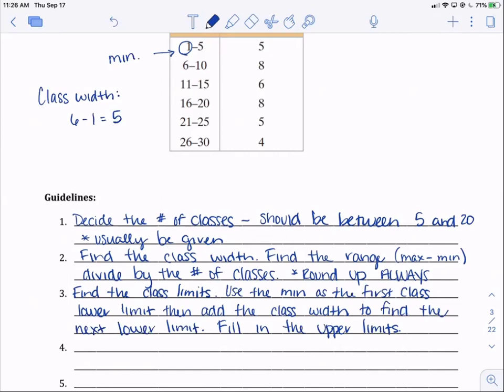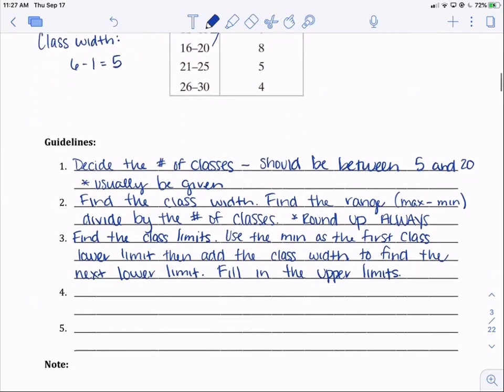6 plus 5 is 11. 11 plus 5 is 16. 16 plus 5 is 21, and so on. And it will also be that way with your upper limits. Okay, 5 to 10 is adding 5, plus 5 is 15, and so on. Okay, it'll always be like that. Okay. Questions with that? Okay.